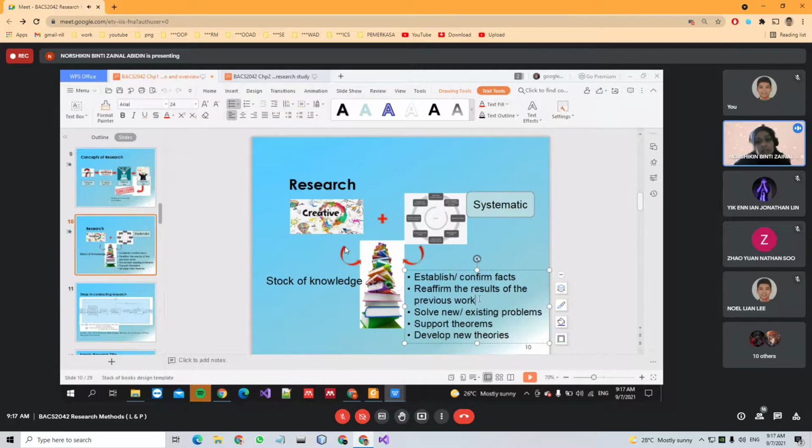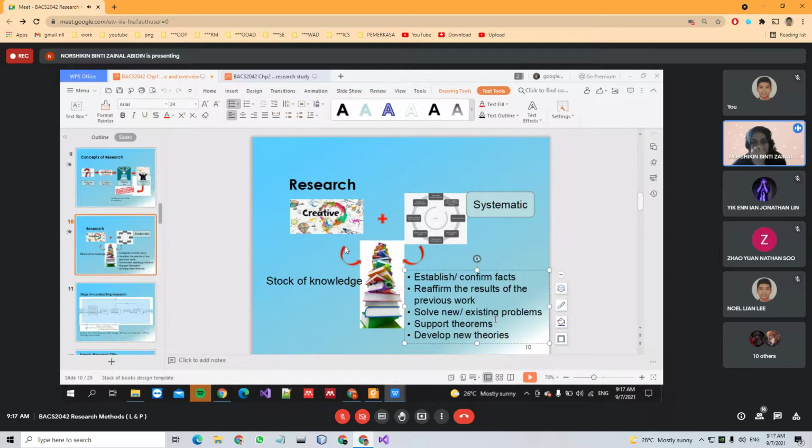And then reaffirm the result of the previous work. In research, you need to read what others have done in previous work. You need to understand exactly what has already been done by other people in papers or in research.